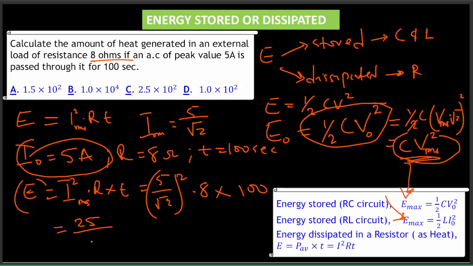If you punch this, you should get 25 over 2 times 8 times 100. So that 2 into 8 is 4. And then we have 25 times 4 is 100. 100 times 100 will give us 10,000. And this will be 1 times 10 raised to the power 4. Okay, remember it's joule, the unit of energy is joule. So the correct option is B. All right.